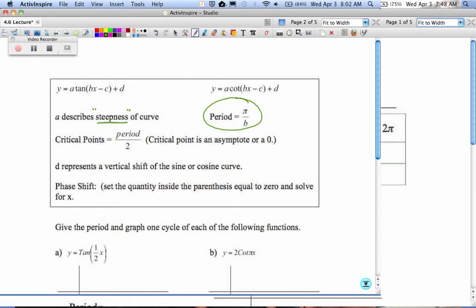D still represents a vertical shift. Basically what we would do is take the middle of the S and move it up or move it down. And then the phase shift is still the same thing. Take the stuff in parentheses off to the side, set it equal to 0, and then get that first critical point shifted one way or the other.